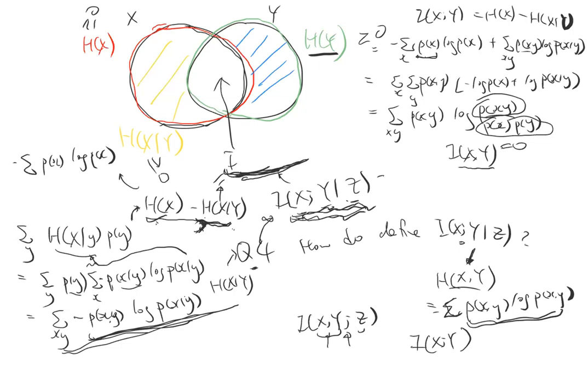So I see some of you make a correct guess. What we want is, if we want to define conditional mutual information, we basically want a similar property as the mutual information. When the conditional mutual information is equal to zero, then x and y are conditionally independent given z. So some of you guessed it will be something like the sum over x, y, z of p(x,y,z) log p(x,y given z) over p(x given z) p(y given z).